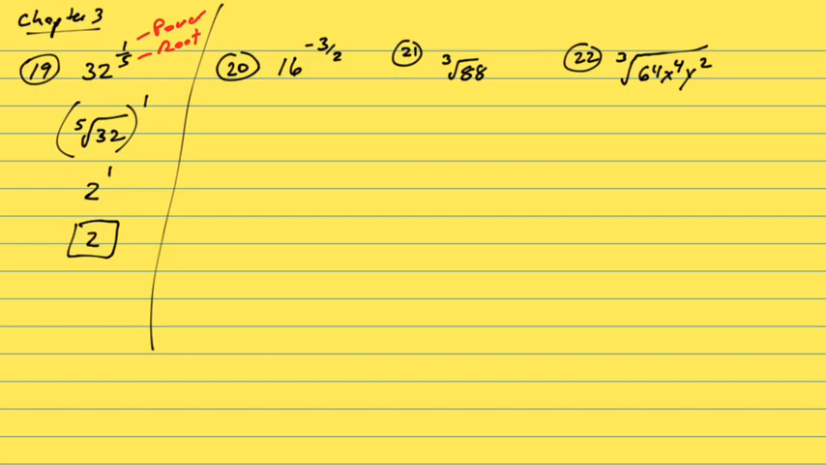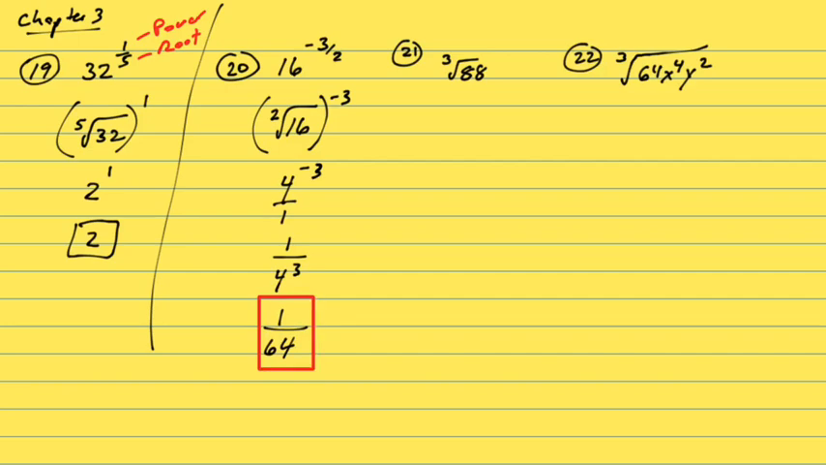How about this one? This is power over root. So you've got to do the root first: square root of 16, raised to the negative 3 power. Square root of 16 is 4, raised to the negative 3 power. If you have a negative exponent, it goes to the other side of the fraction and becomes positive. And 4 to the 3rd is 4 times 4, which is 16, times 4 again, which is 64.